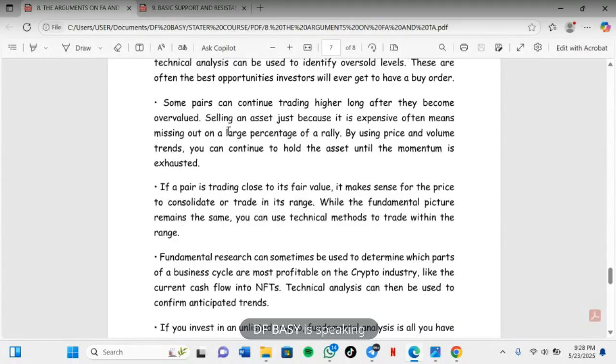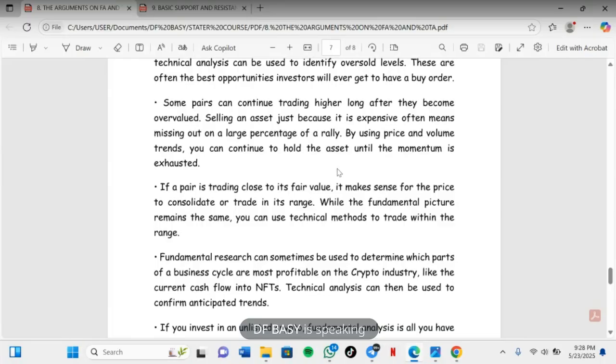So some pairs can continue trading higher for a long time and become overvalued. Selling an asset just because it's expensive often means missing out on a larger percentage of the value. Using price action and trends, you can continue to hold an asset until momentum is exhausted. So TA helps you to valuably understand how and where prices will get to before reacting.